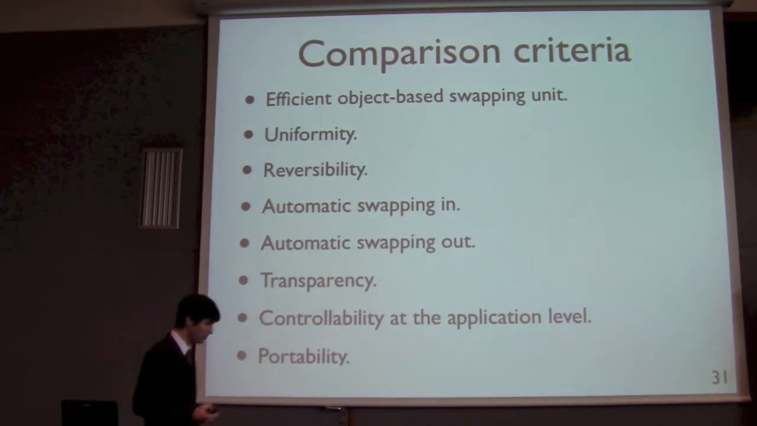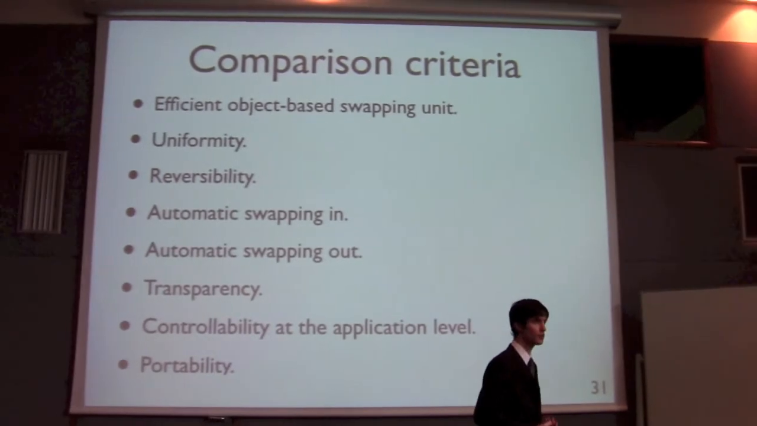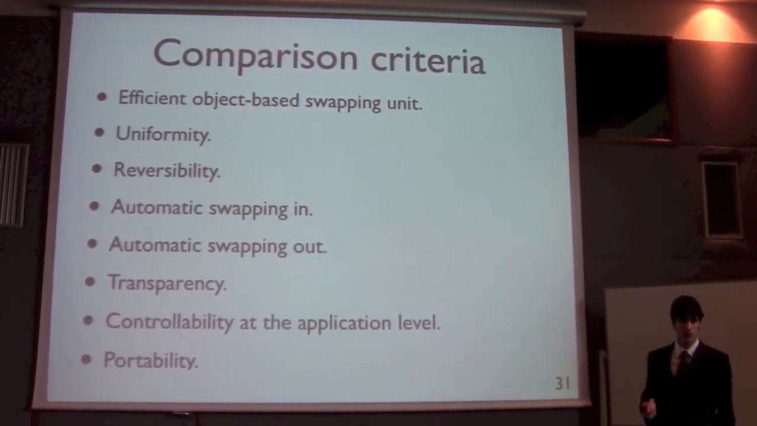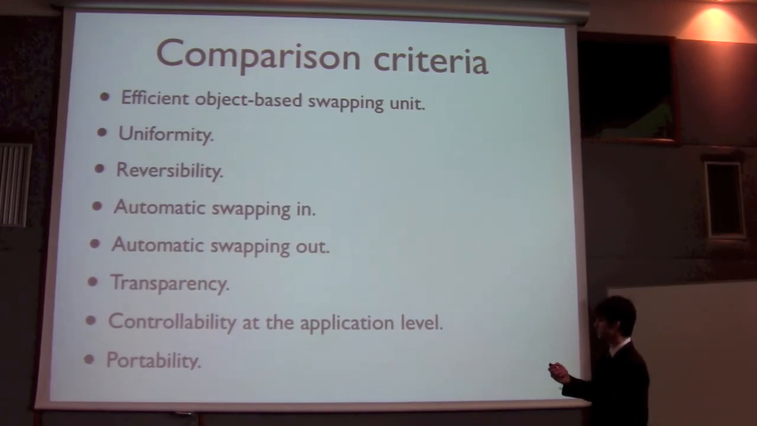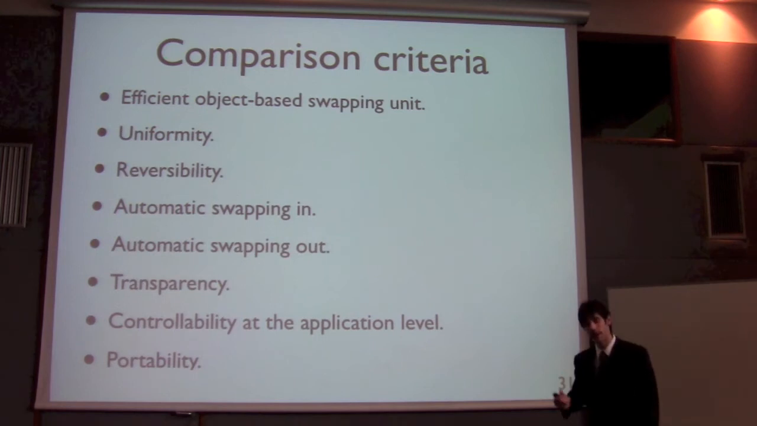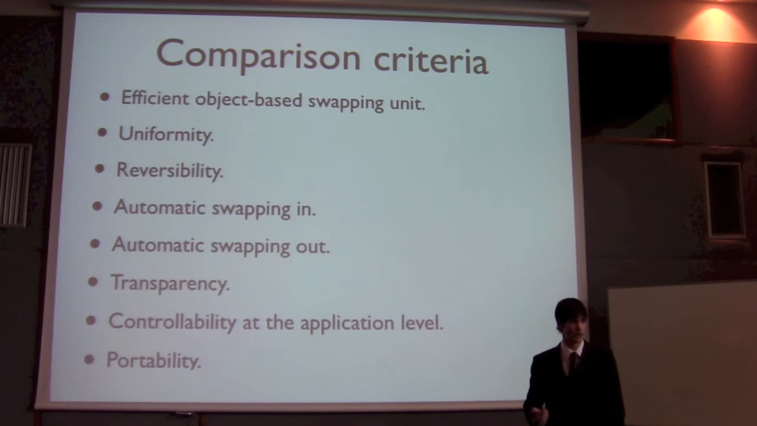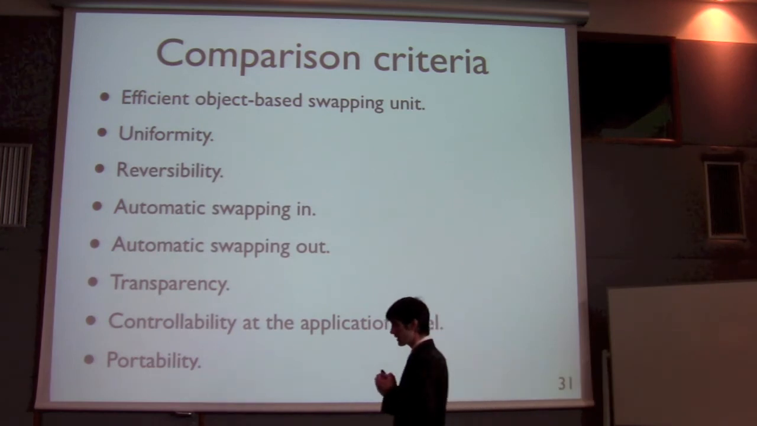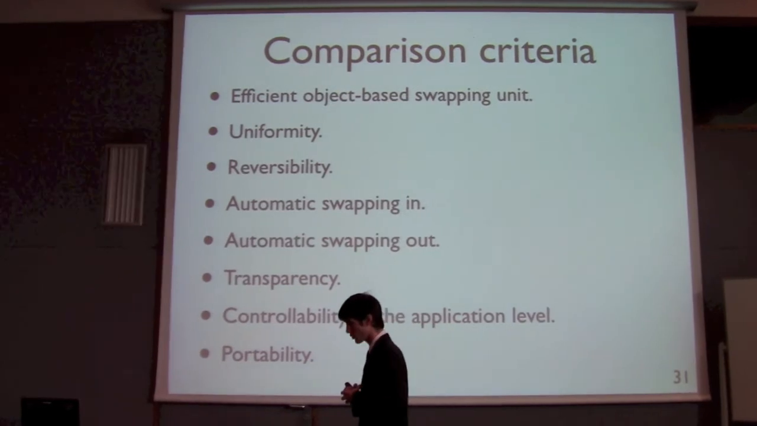So at the beginning of my PhD, before starting to develop my proposal, I first analyzed which requirements an application level virtual memory for object-oriented systems should satisfy. So I listed these requirements, and then I decided to use them as comparison criteria to compare other related works. So we want an efficient object-based swapping unit. So we want a swapping unit which is based on objects, not on pages or any other similar structure.